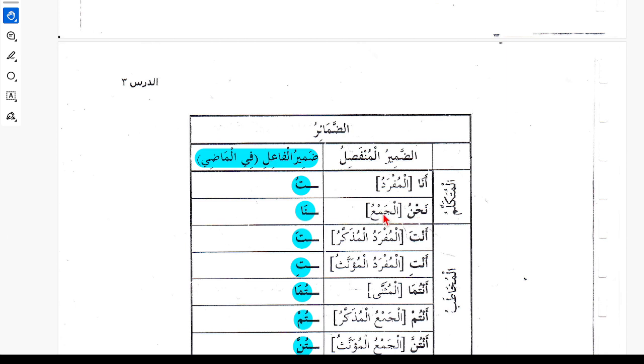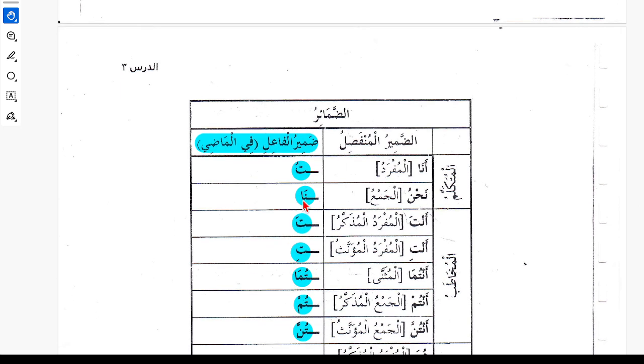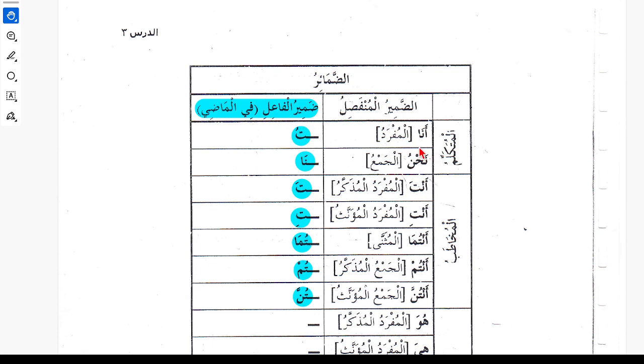for nahnu, I would say dakhalna. So when you see na, it is referring to we entered. So na is a pronoun used here. So dakhalna means we entered. So those two are for the al-mutakallim, first person.